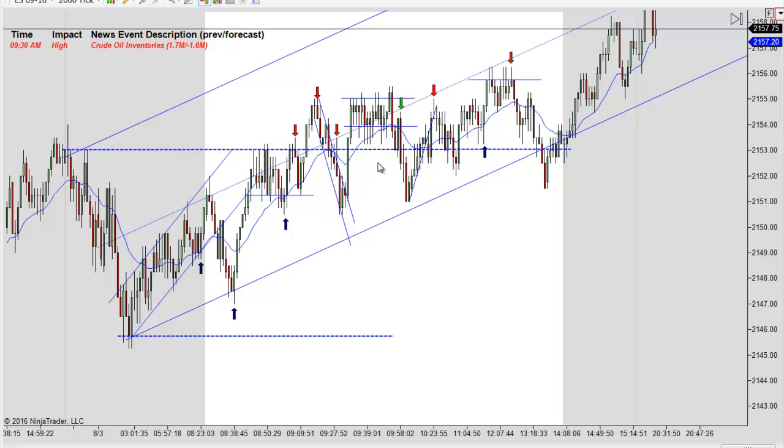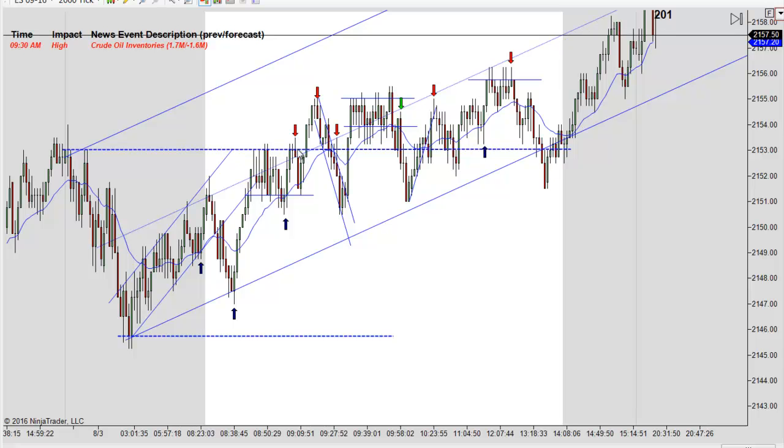Or a failed breakout of it, like right here. This is pretty obvious resistance, and that's a failed break. I gave you one short right here on a little tiny failed break above that double top. Then it gave you another one right here. So those are good trades.